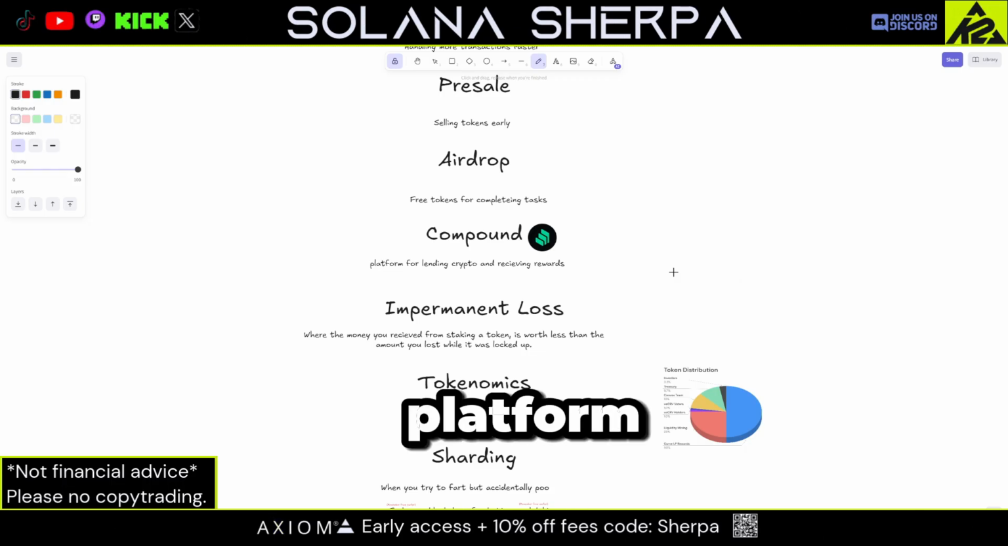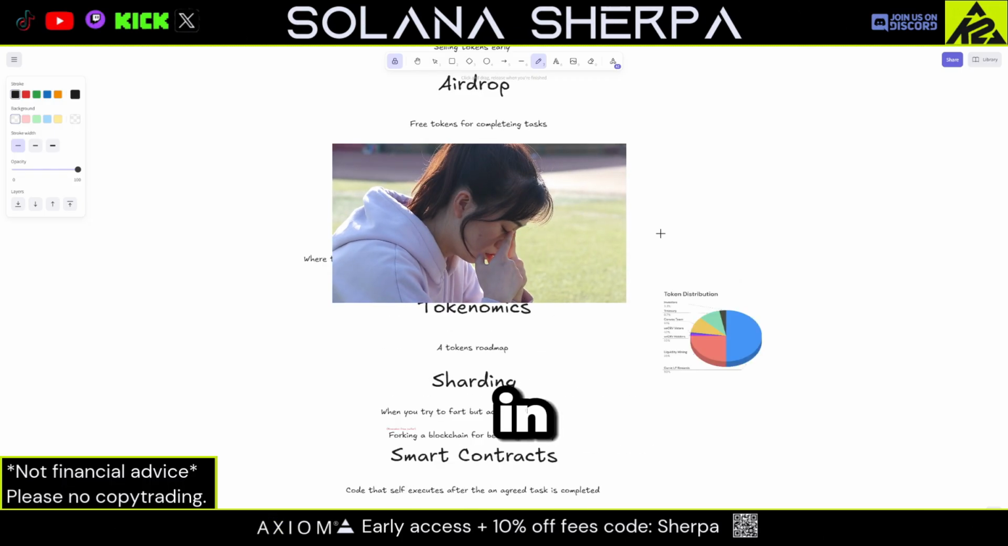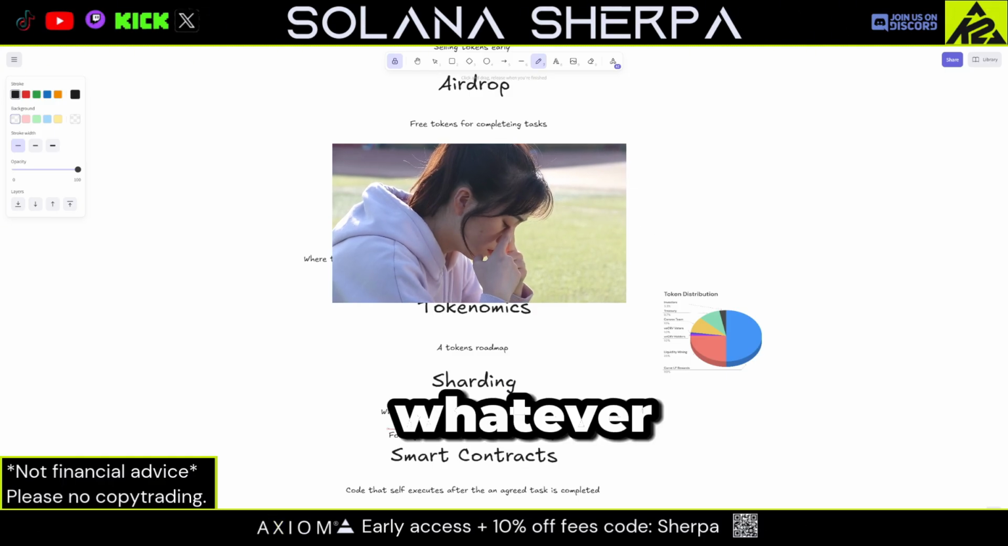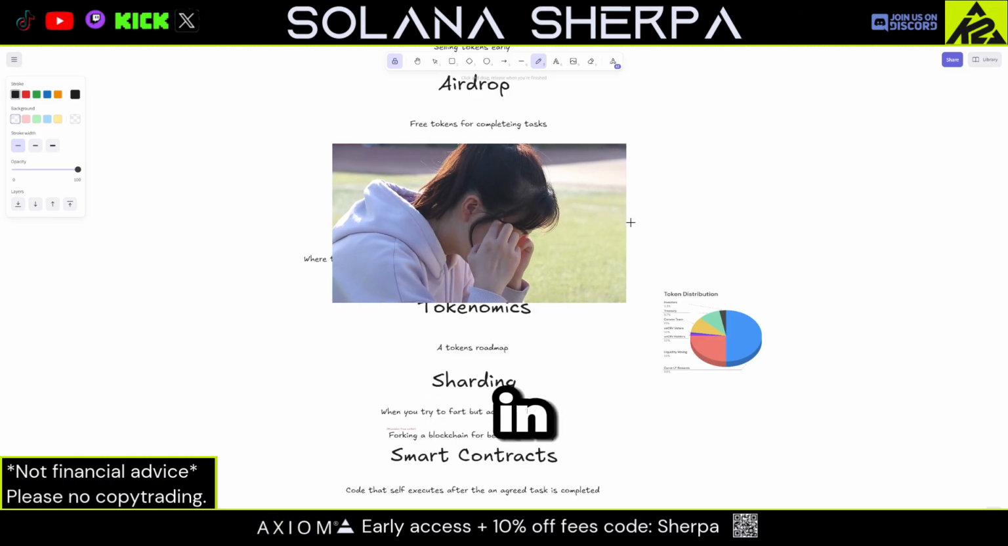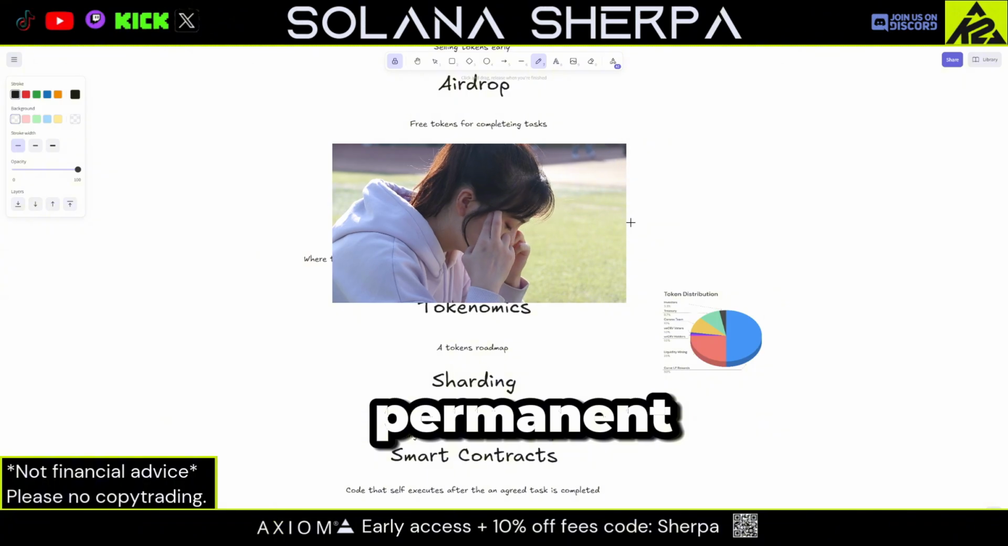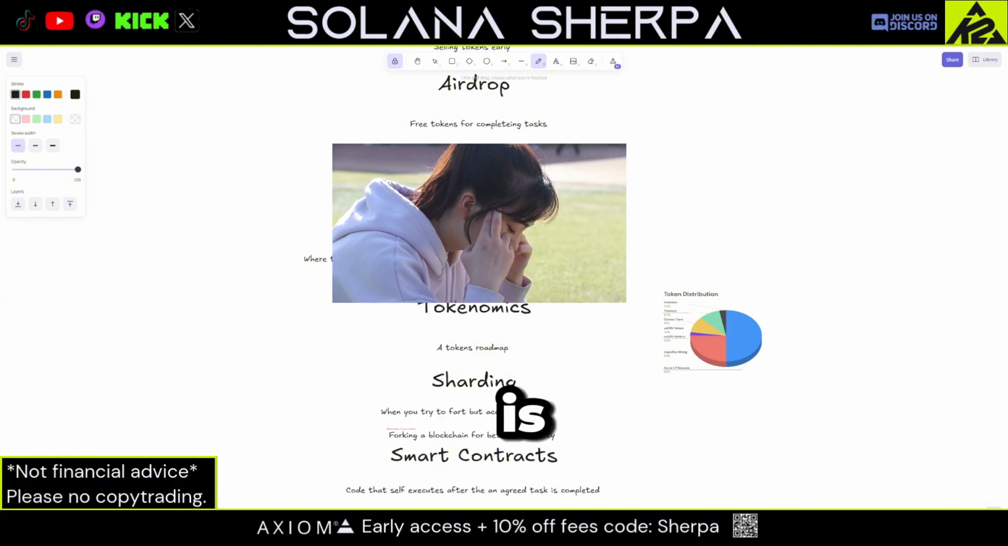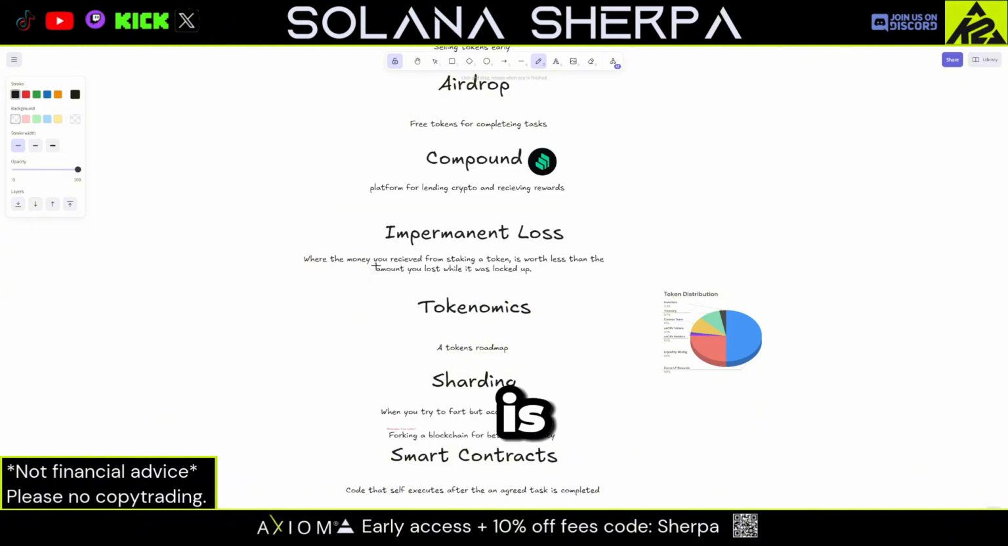Compound is a platform for lending crypto and receiving rewards for doing so. Impermanent loss. This is where the money you received while staking a token is worth less than the amount that you lost while it was locked up.